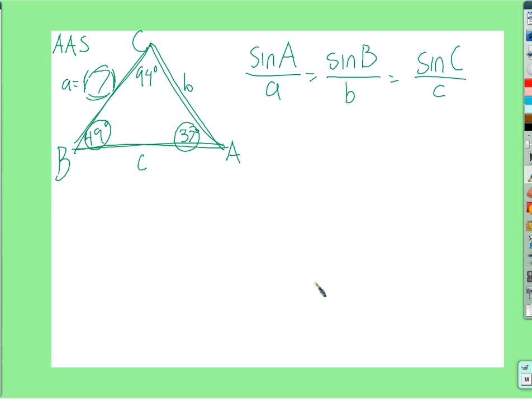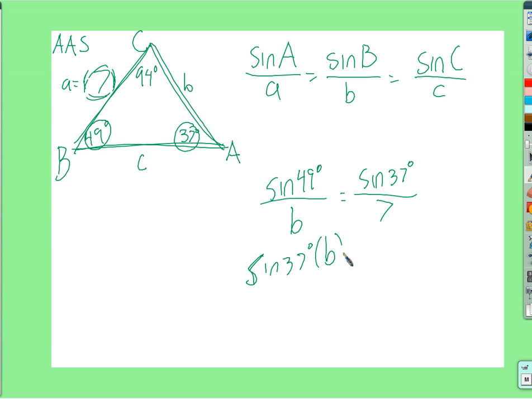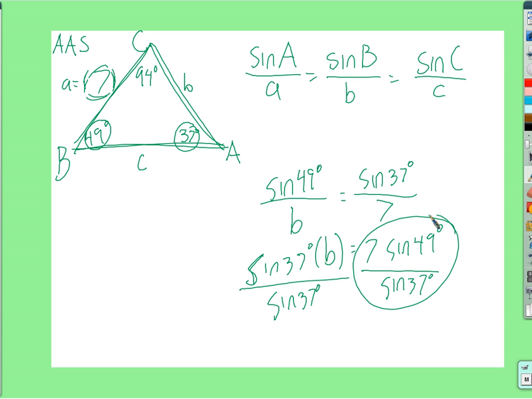So I can solve for either little b or little c. Let's solve for little b. The sine of 49 over a is equal to the sine of 37 over 7. We want to pick those because we know that angle and that side. Well, we have this b in the denominator. What are we going to do about that? We can cross multiply. We would get the sine of 37 times b equals 7 times the sine of 49. And then how would we get b by itself? Sine 37 is just some number being multiplied by b, so we divide both sides by that. That's b.